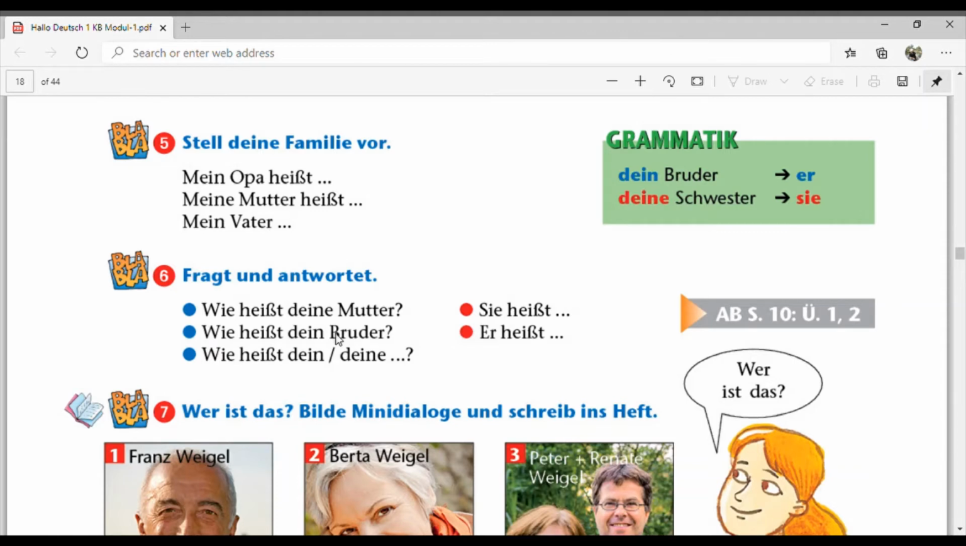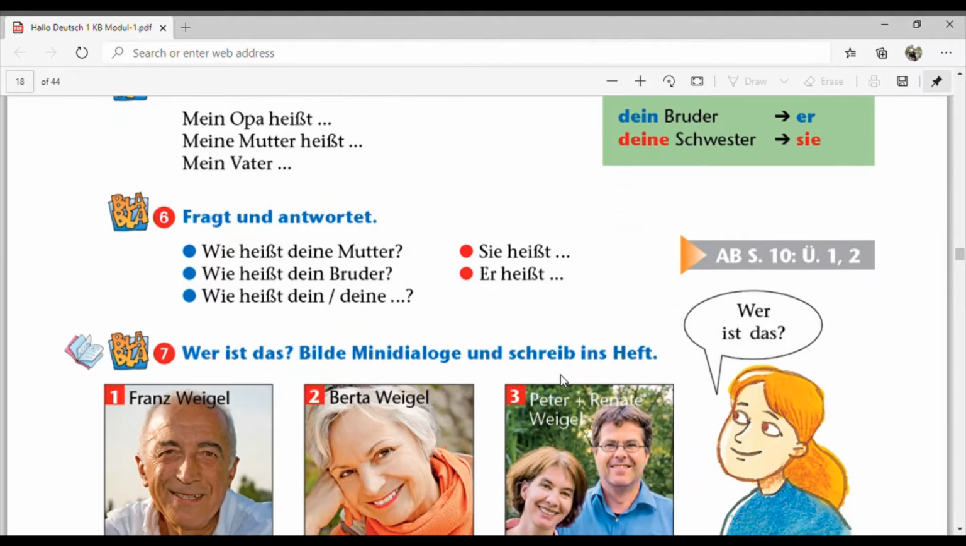Then wie heißt dein Bruder? Er heißt Stefan. Then wie heißt dein Freund? Er heißt Markus. If you say wie heißt deine Freundin? Sie heißt, so again sie for the female, deine Freundin. So sie heißt Tina. Okay, sorry, Brigitte. Yeah. So in this way we can ask and then answer.